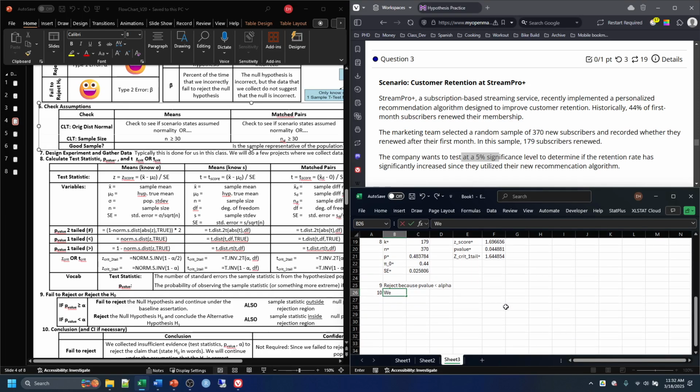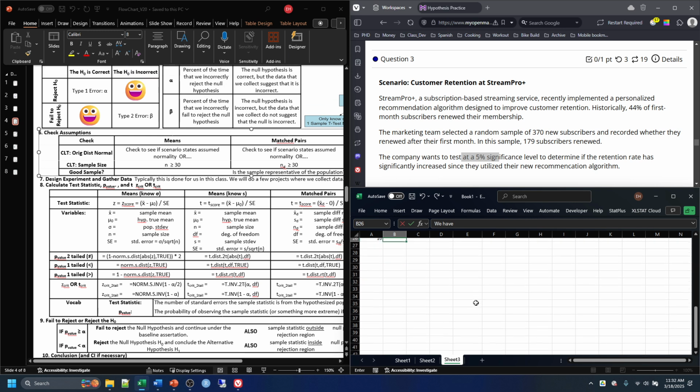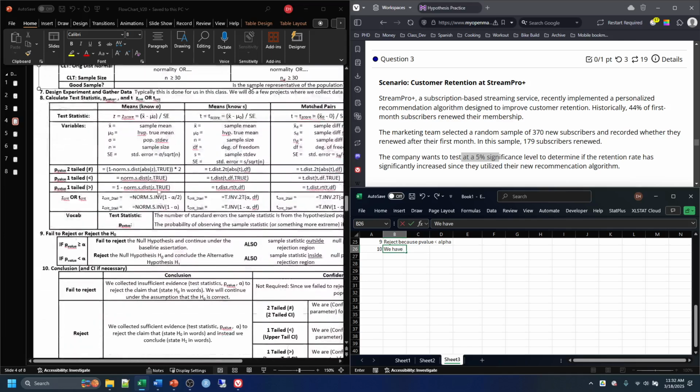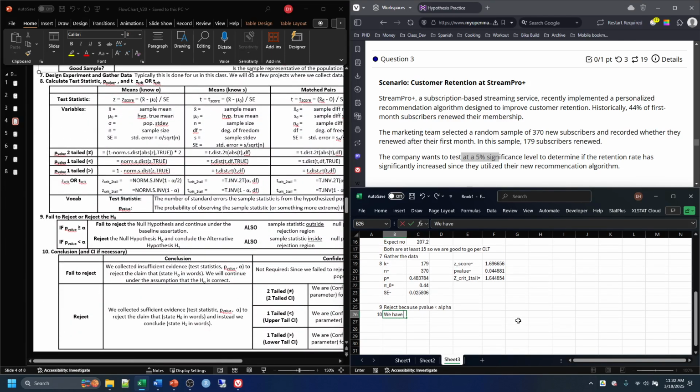So we can say that we have, let's go down and get to how we actually write those out. Here we go. We have collected sufficient evidence. And then we need to put in our z-score. Our z-score is 1.697. There you go. We can put in a p-value. The p-value equals 0.045. And then our alpha level equals 0.05.